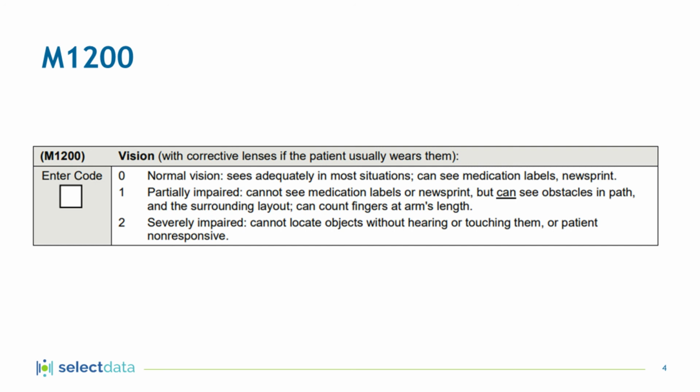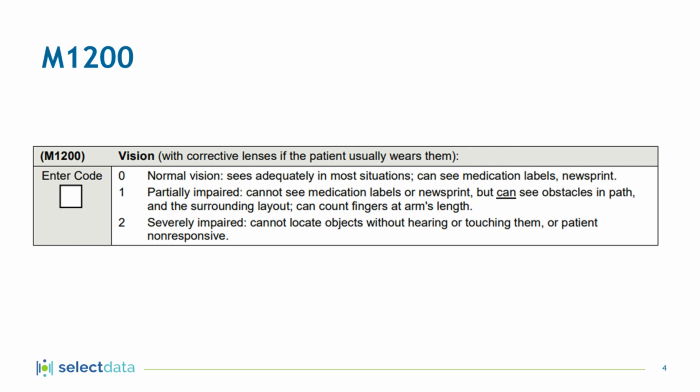Cannot see medication labels or newsprint, but can see obstacles in path in the surrounding layout. Can count fingers at arm's length. Response 2, severely impaired. Cannot locate objects without hearing or touching them, or patient non-responsive.